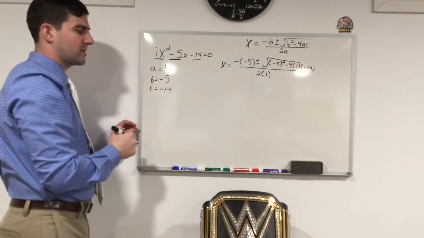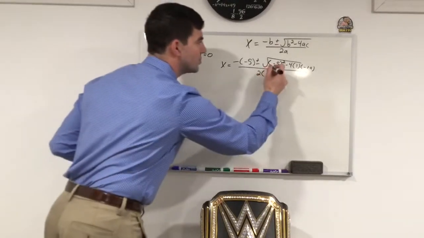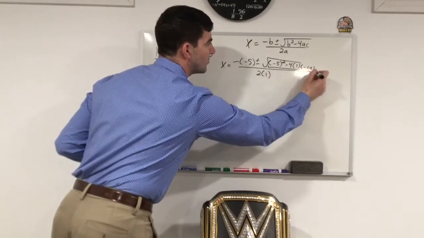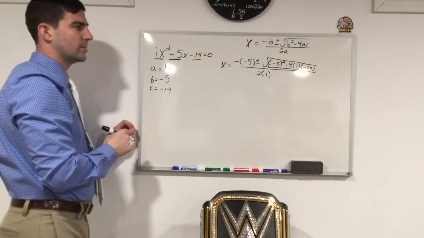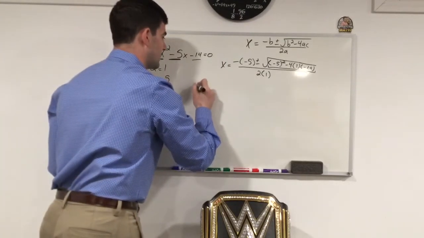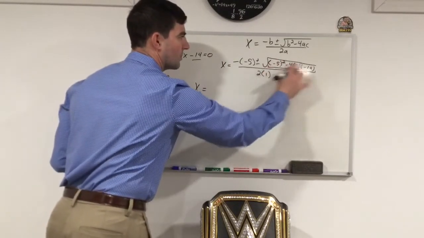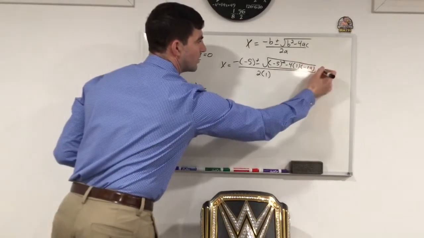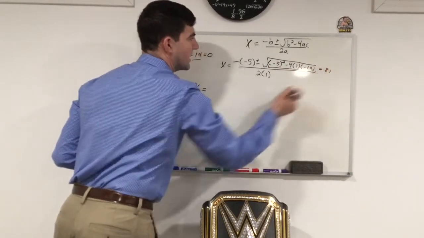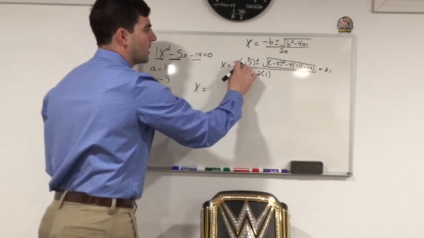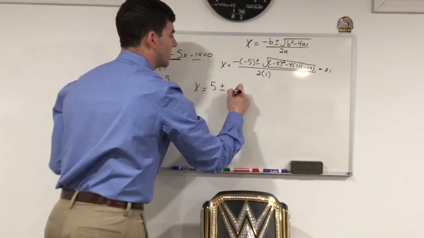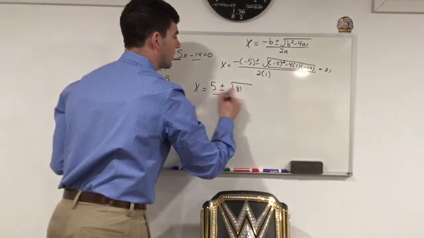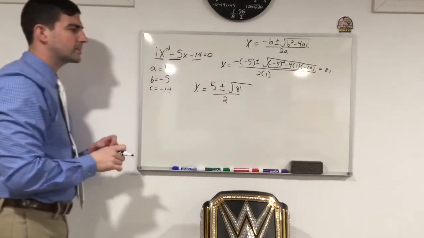From here, I'm going to simplify. I tell my students to plug what's underneath the square root sign into their calculator, not including the square root symbol. I plug this whole thing in with parentheses, and underneath the square root sign it gives me 81. So I simplify: two negatives make a positive, plus or minus the square root of 81, over 2.